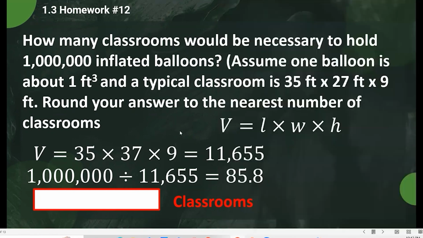All right, so this, though, says to round your answer to the nearest number of classrooms. In other words, you can't have 85.8 classrooms, but 85 classrooms would not hold it because you still have to have at least 0.8 more. So you would need at least 86 classrooms. That would be your answer: 86 classrooms in this case.